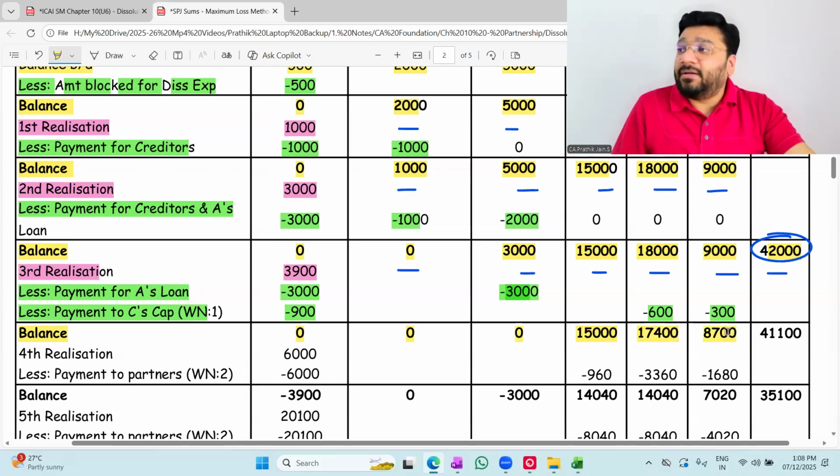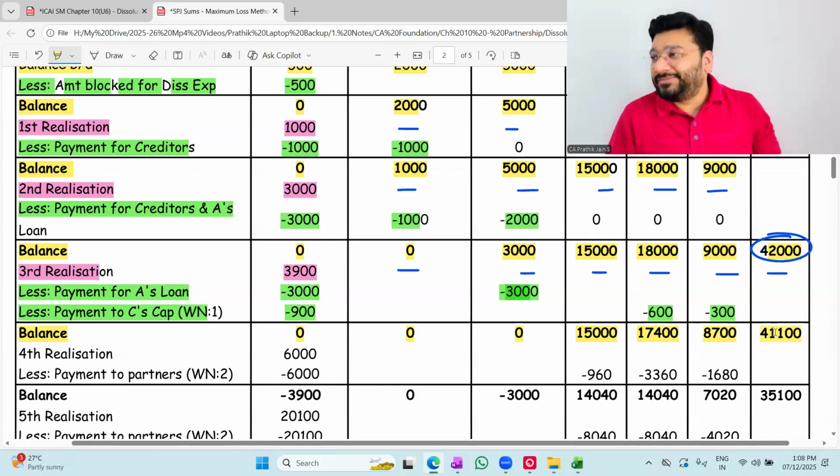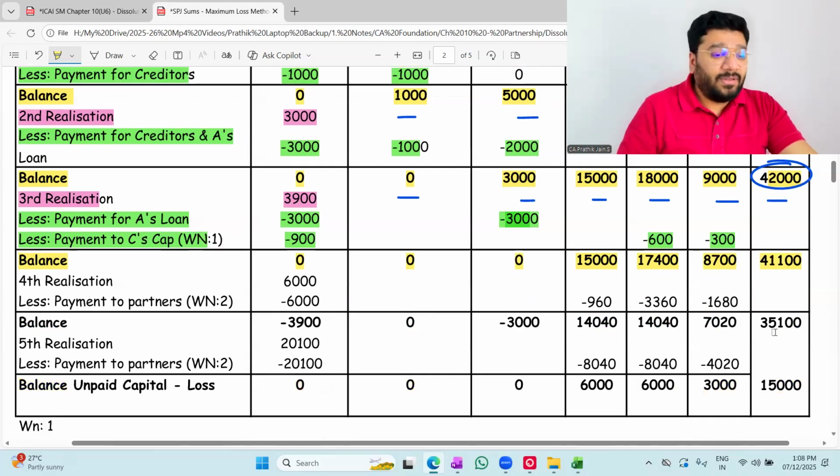So what is the total capital? The total capital will be equal to your maximum loss, 41,100. Don't add these three and waste your time in the exam. Be smart there. Now next is the fourth realization.